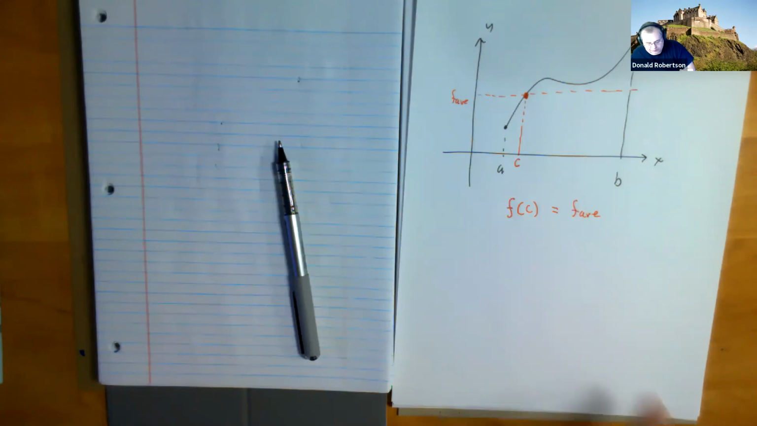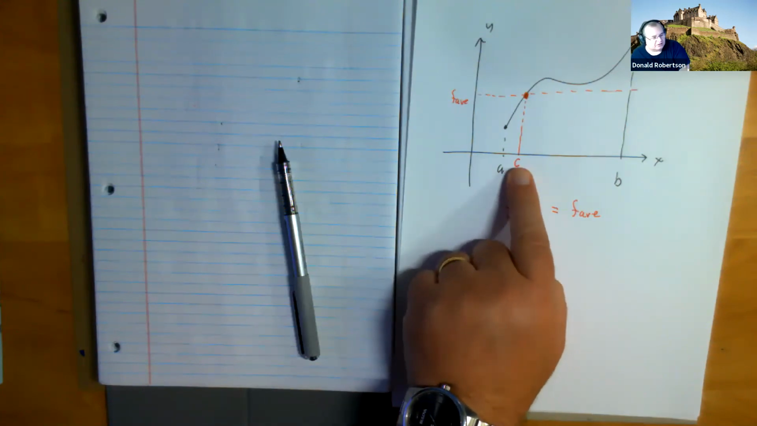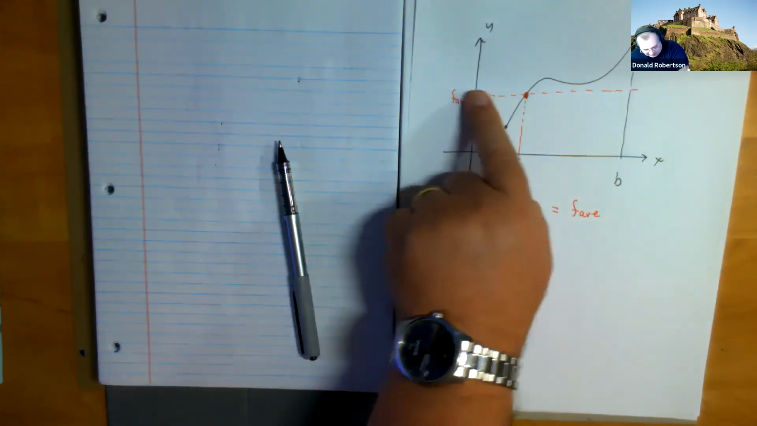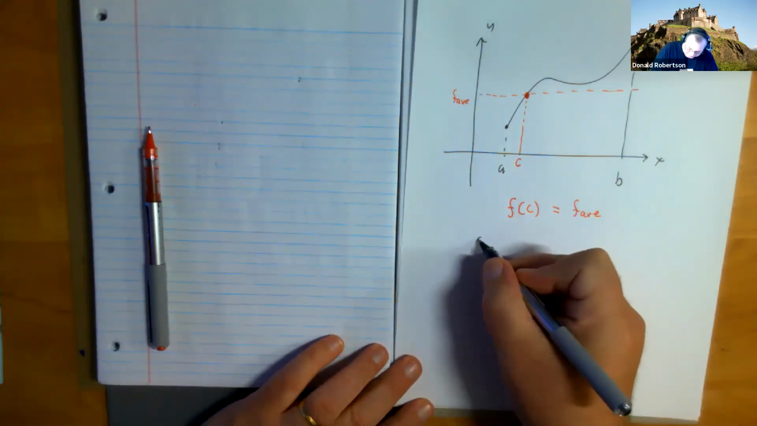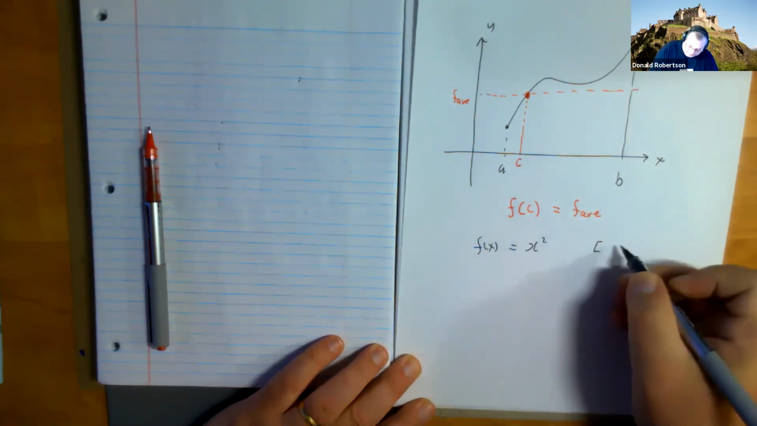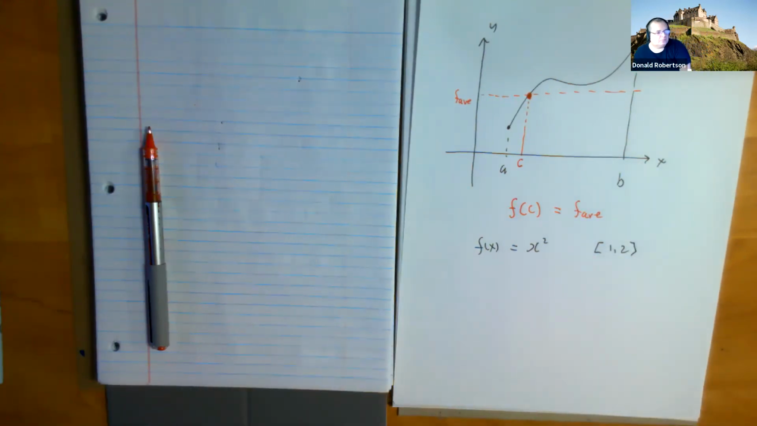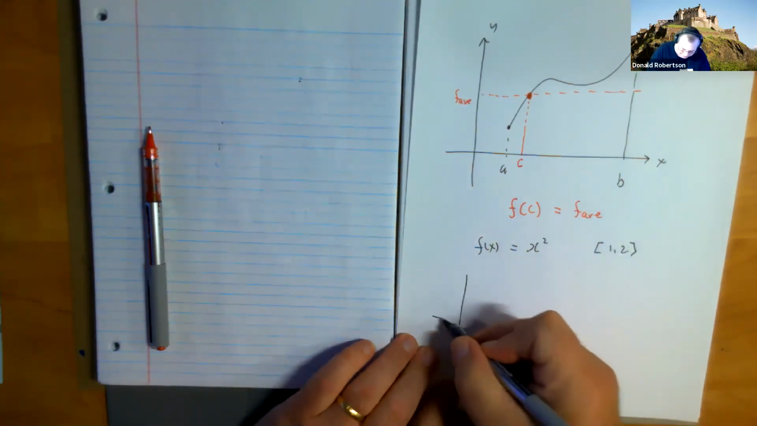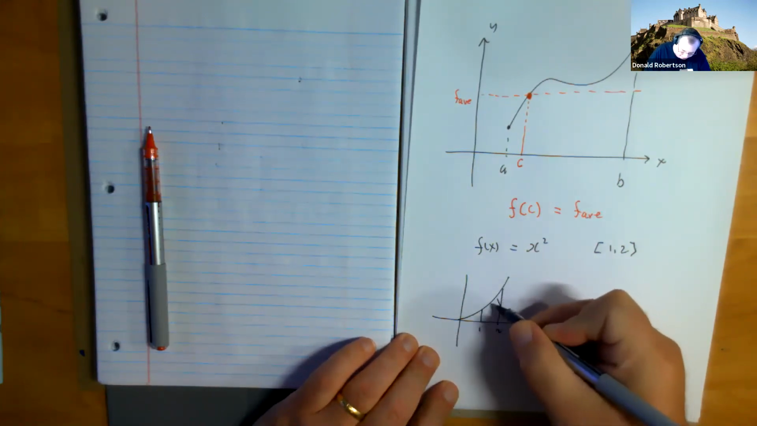And so what you're going to do is find the average value. And then you're going to try and find a number, a C, on the curve that has a function at C equal to that average value. So let's do a really quick one. Let's suppose I want to find the average value of x squared between 1 and 2. If I sketch x squared, it looks like this, but between 1 and 2, it looks like that, right?